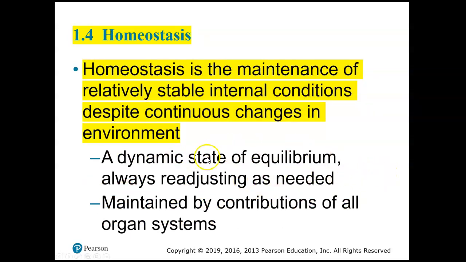Our next section is on homeostasis. Basically, all of the 11 body systems function to work together to maintain homeostasis, which is the maintenance of relatively stable internal conditions despite continuous changes in the environment. So in our next recording, we'll learn about how our body regulates homeostasis through negative feedback and positive feedback.